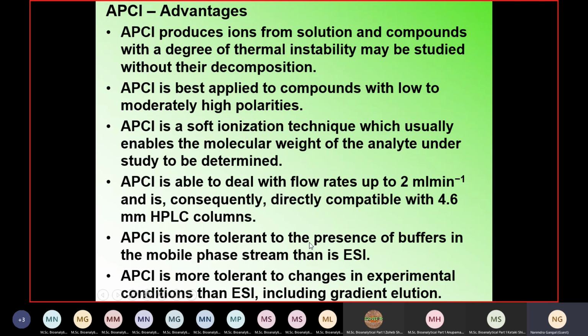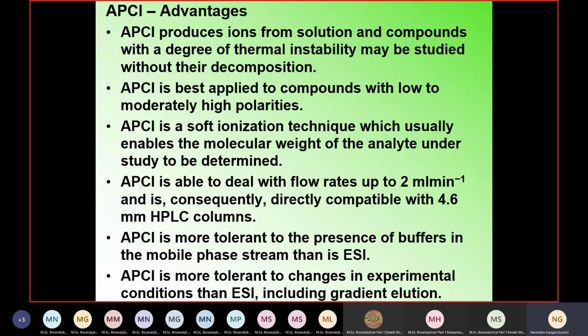It is very tolerant to the presence of buffers in the mobile phase, more than ESI. Since the solvent and other species are helping and the solvent is in large quantities, buffers are not much of an issue, but still the buffers used must be evaporable type. So unlike sodium based or calcium based buffers, you will always prefer ammonium based buffers. It is more tolerant to changes in experimental conditions than electrospray because the solvent is anyway in large quantities, the pool is there. So small variations in the solvent here and there don't matter much.